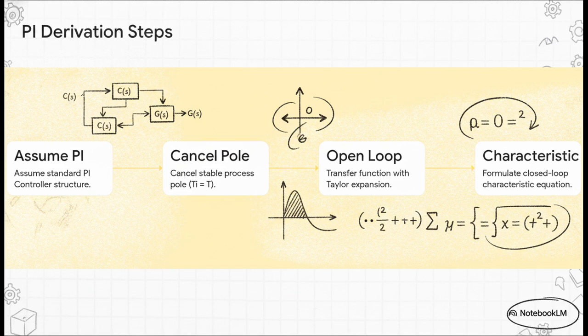Perform pole cancellation by setting the integral time equal to the process time constant. Step 3. Define your open-loop transfer function using a Taylor expansion to handle the delay. And finally, Step 4. Formulate the closed-loop characteristic equation. This sequential flow is really the backbone of the lambda derivation.